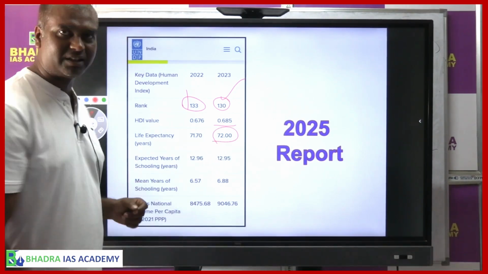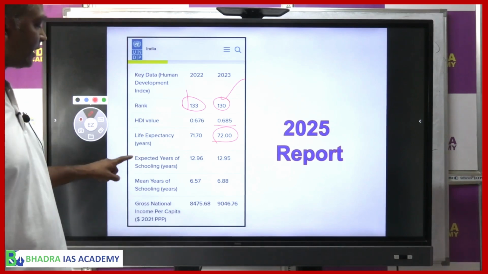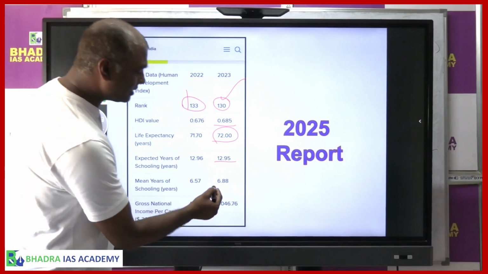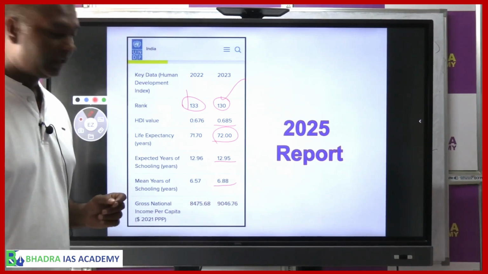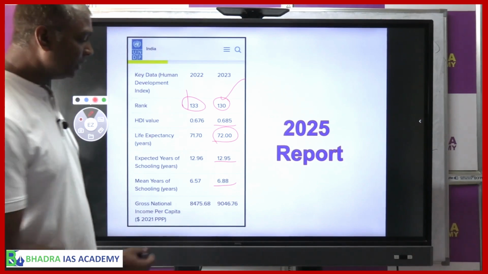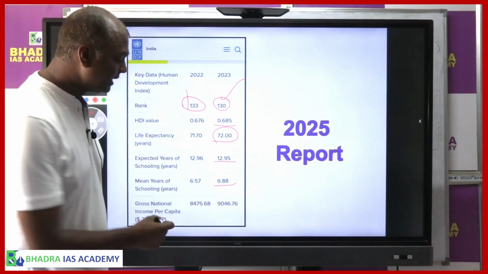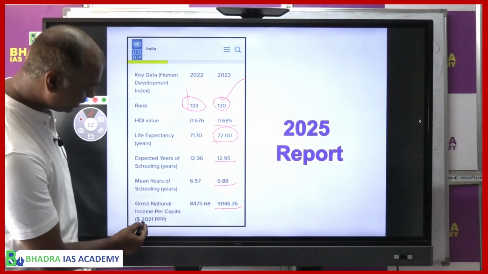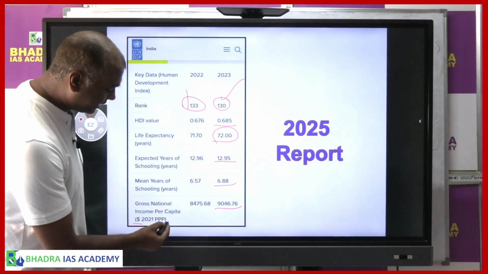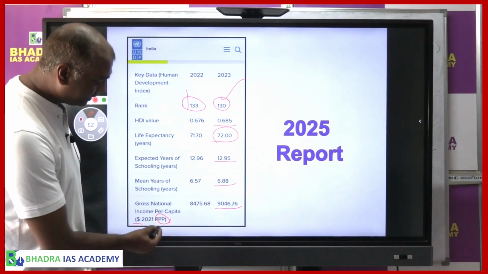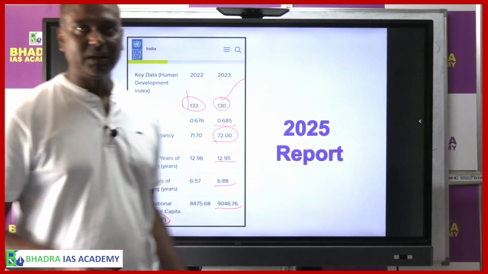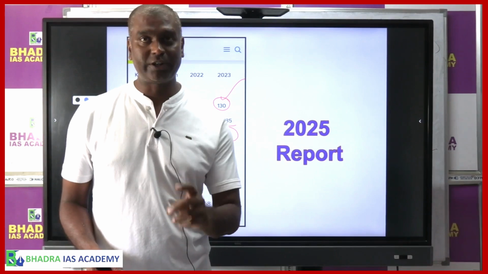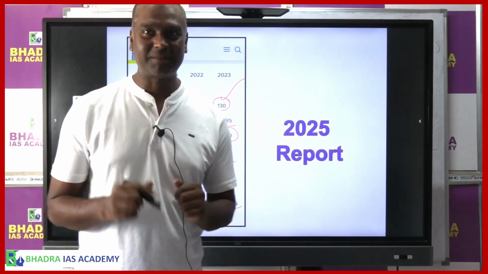What is India's life expectancy right now? It is 72 years. Expected years of schooling is 12.95. Average years of schooling is 6.88 years. And what is the current income of India? Means per capita income of our Indians, it is $9,000 US. It is not in rupee, it is in US dollar. As I told you before, it is taken on purchasing power parity, that is PPP 2021, because earlier they took PPP 2017, now they are taking PPP 2021. That also keep in mind for exam.